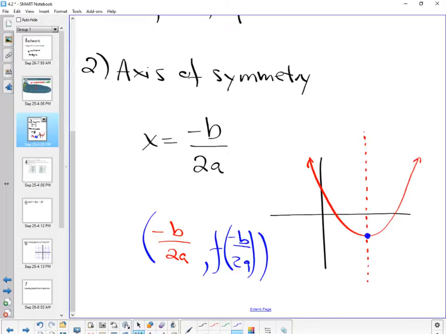Wait, okay, so vertex is the lowest point on the axis. Well, it could also be the highest point if the parabola is upside down, right? Remember, the vertex is the highest or the lowest point. That's what the minimum and maximum is. So actually the minimum and maximum is the vertex. And this is 3, the vertex.